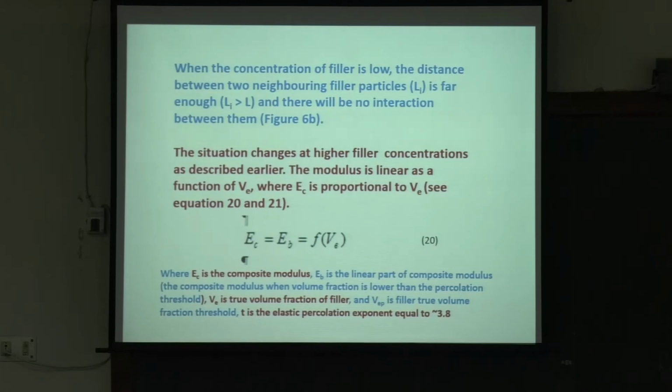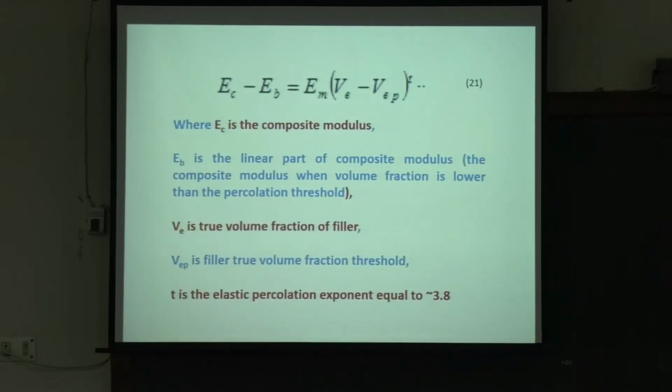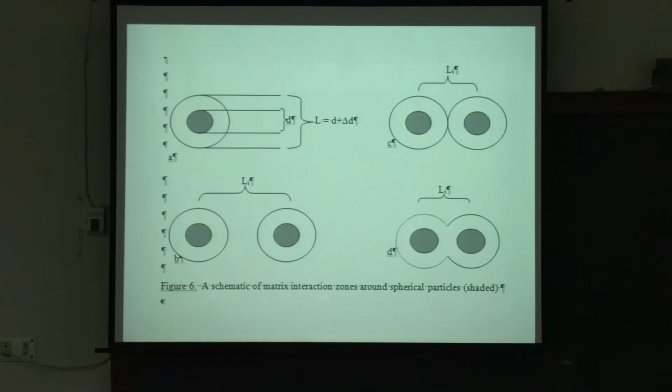So these are the ways, and now that gives you this composite equation, including EB, the linear part of the composite equation, and EM, the matrix part of the composite equation. So this is how the models keep on improving it.